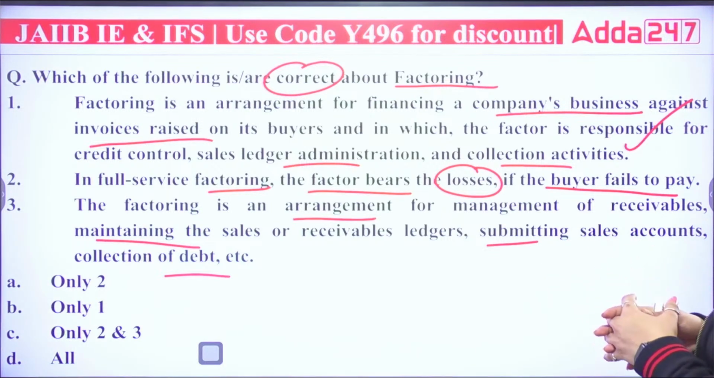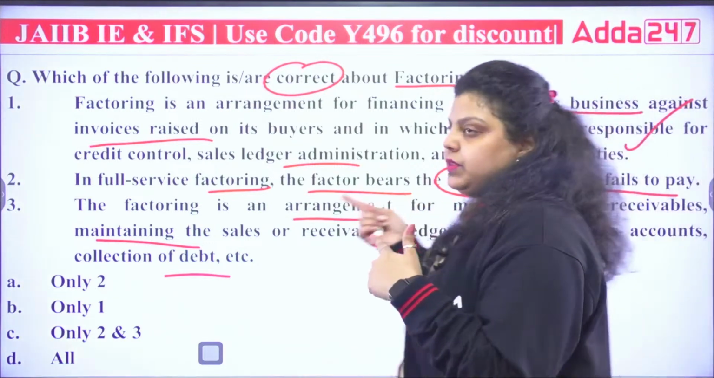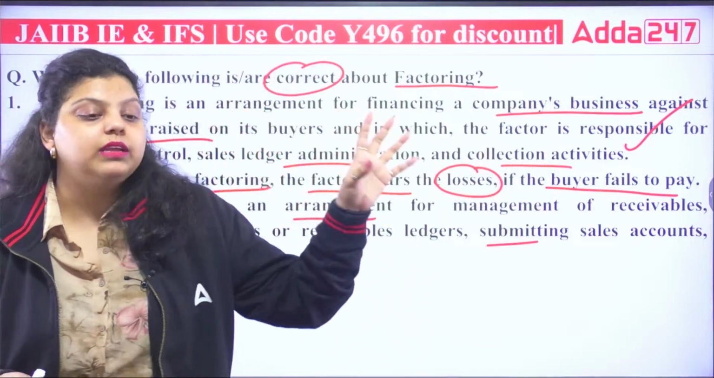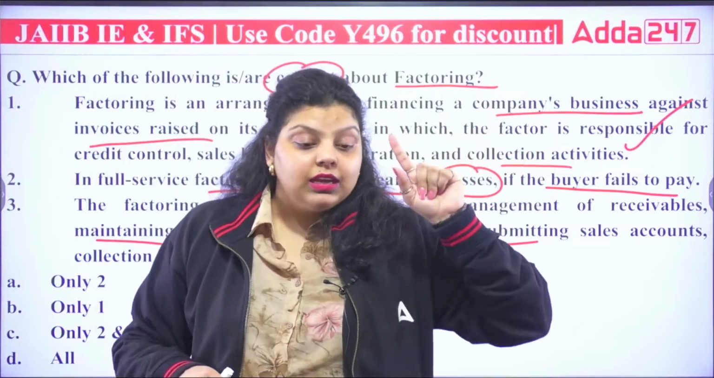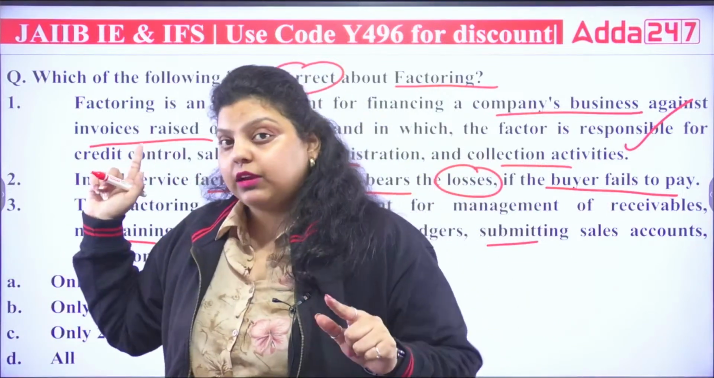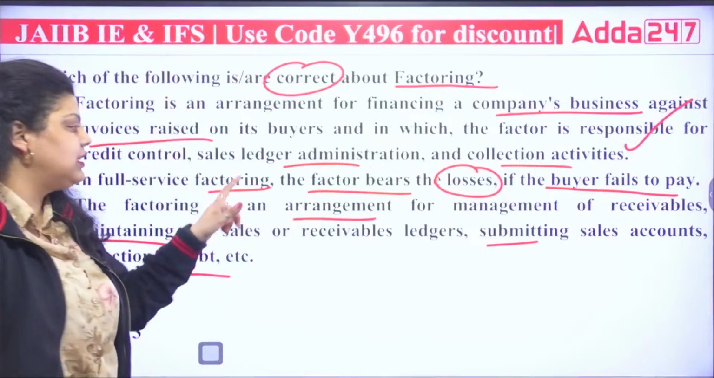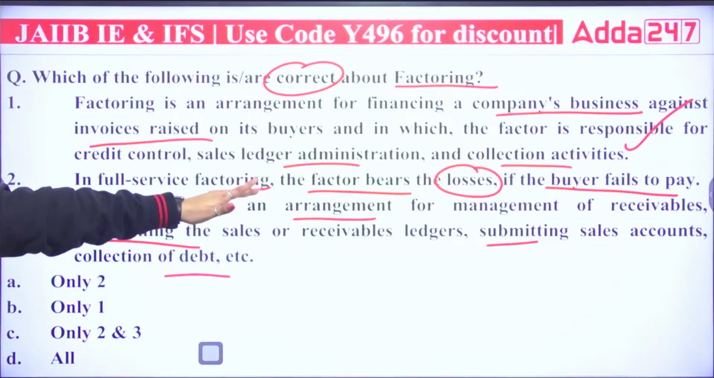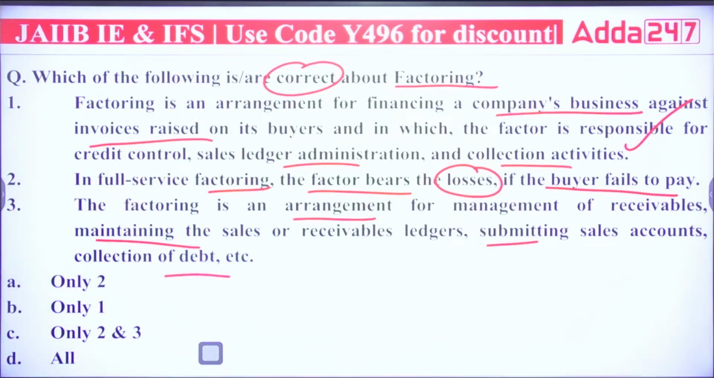Second is saying in full service factoring, the factor bears the losses if the buyer fails to pay. Let's say on the due date, when the bank goes to the buyer asking for payment, the buyer refuses to make the payment and defaults. In that situation, if you have full service factoring, which is a type of factoring, then the factor bears the loss. It means the bank bears the loss if the buyer is not going to pay. Clear? So this is also true.